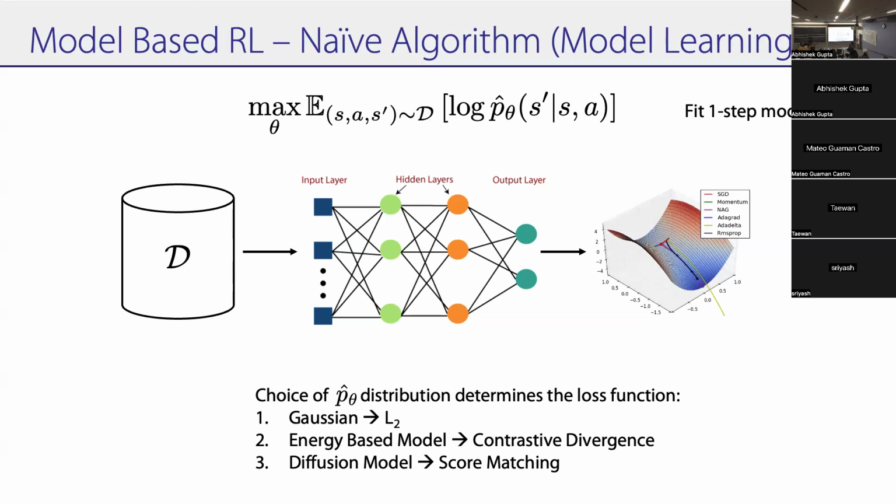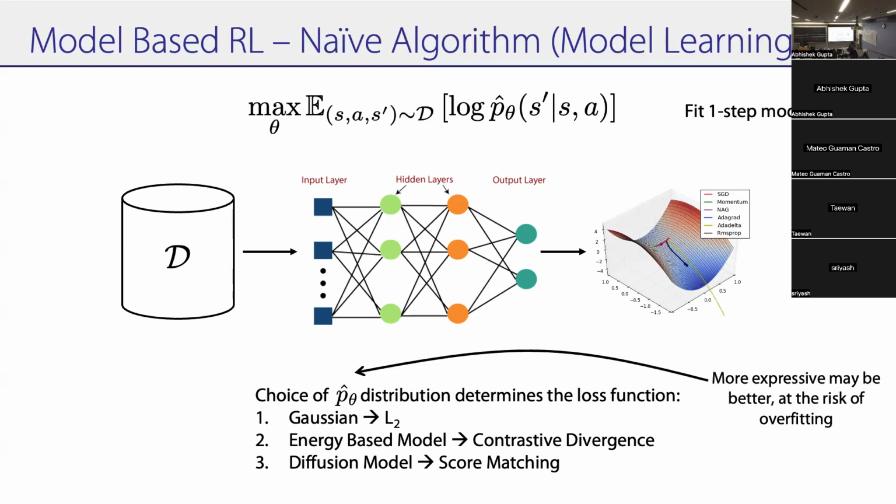Okay, so all we're going to do for model learning is maximum likelihood. Different p theta hats will lead to different algorithms, right? The trade-off you want to make is that sometimes if you have more expressive models, you can have overfitting, and these models will get worse in sequence. And sometimes that's why Gaussians and simple models are good for the model-based setup.